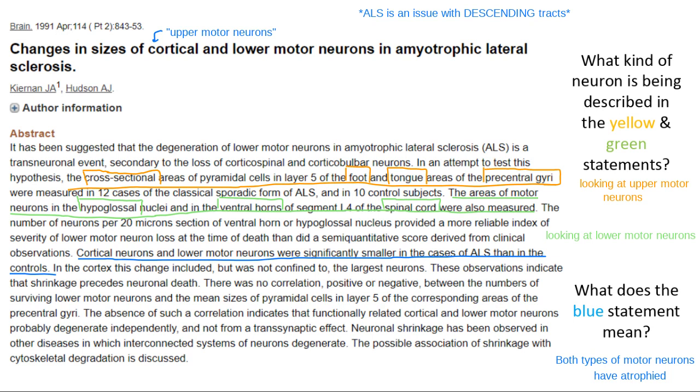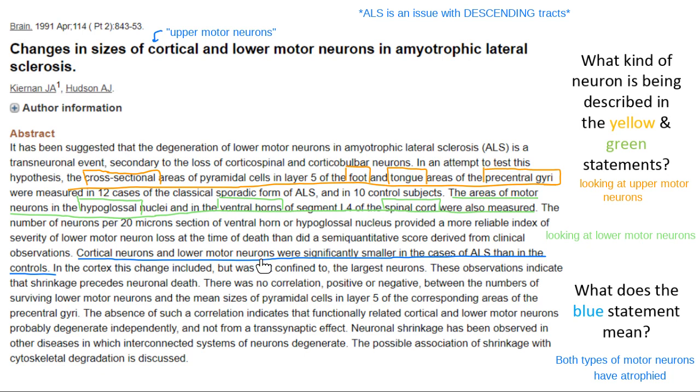So let's review what this paper showed. They started by looking at the places where the upper motor neurons live. So they live in different places in the precentral gyrus, the place where you decide what movements you're going to do. They looked there for the upper motor neurons, and they looked in either the brainstem, the place where the hypoglossal nerve connects, or in the spinal cord to find those lower motor neurons. They measured the size of the cell. And when they measured those sizes, they found that both of those types of neurons had gotten smaller.